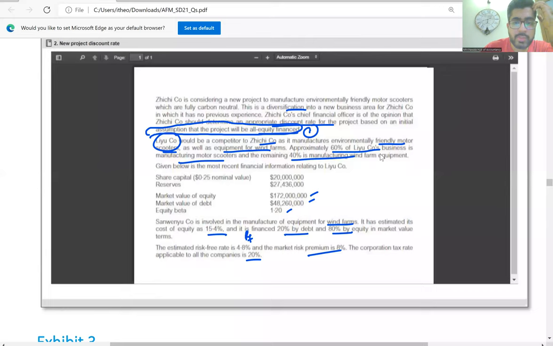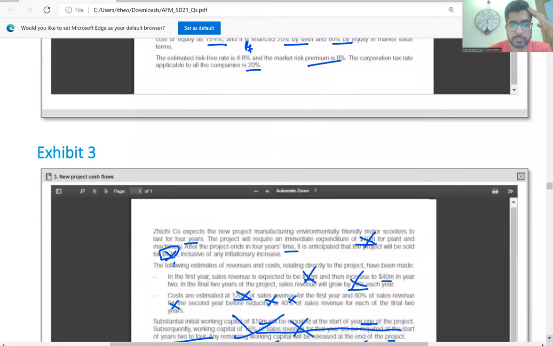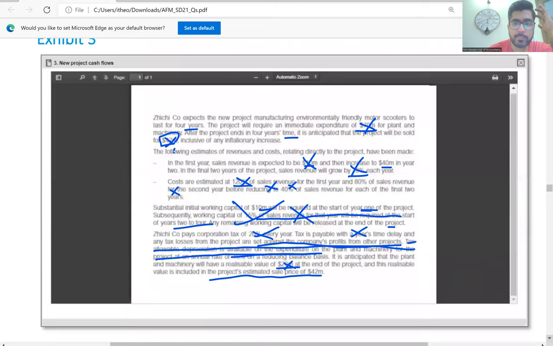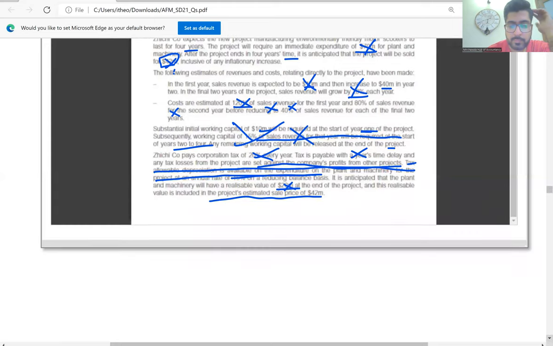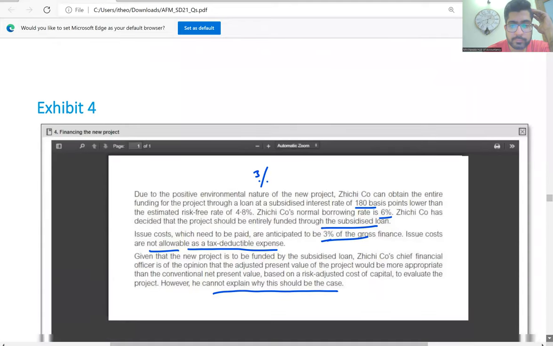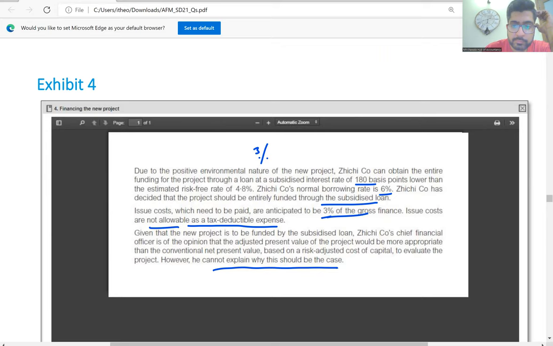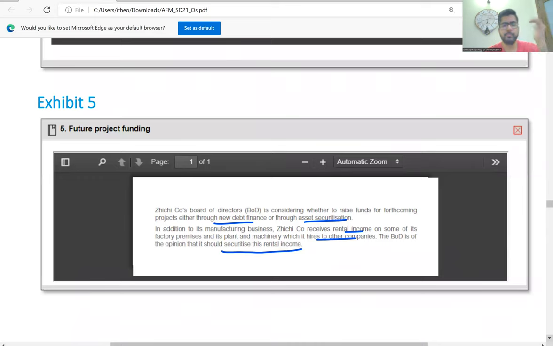Then the competitor information: share capital, reserves, equity beta, businesses involved in farms, risk-free rate 4.8, tax rate 20%. Okay, no more assumptions here. So 1 mark here. Exhibit 2: four years, expenditure of 70 million. The following estimates have been made. So no more assumptions I'm seeing here in all exhibits.